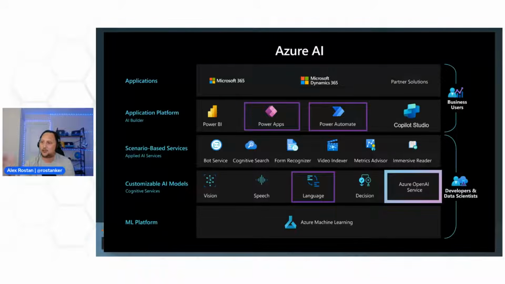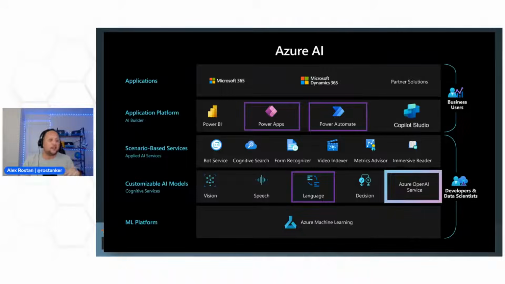Then, of course, the third level is scenario-based services, the cognitive services. Some of the names have changed because right now the cognitive services are different. You can see here we are going top down: applications, application platform, scenario-based services, and then customizable AI models. Why are these services customizable? Because you can use a pre-built model but train your model for vision, for speech, for language.